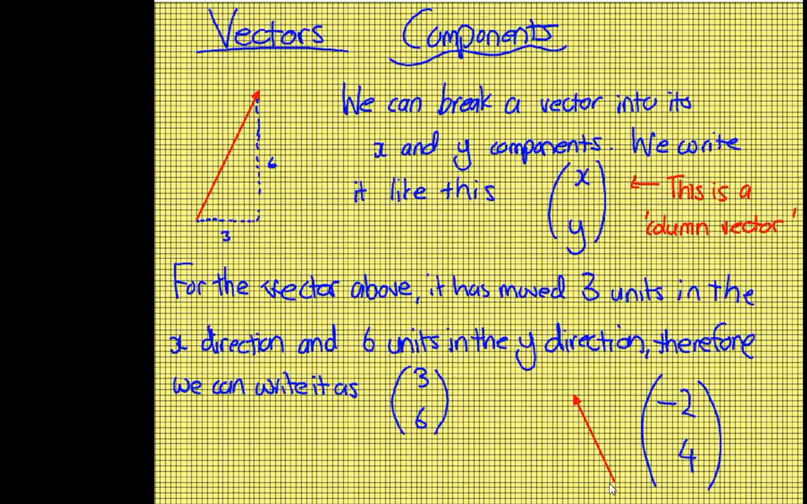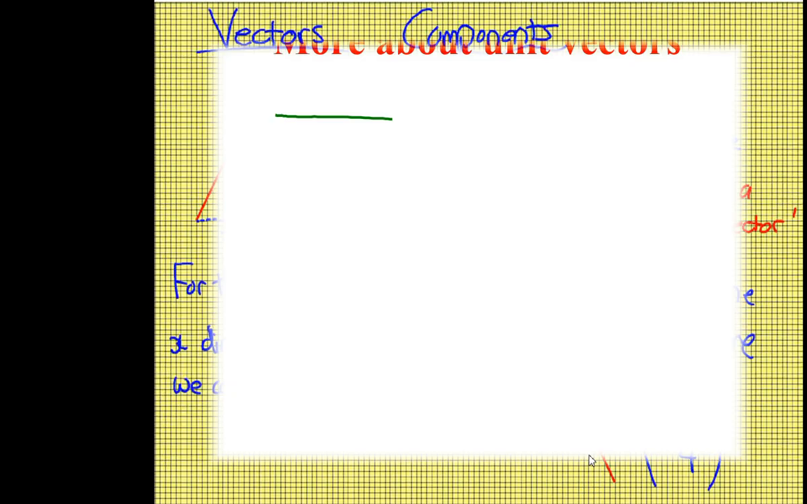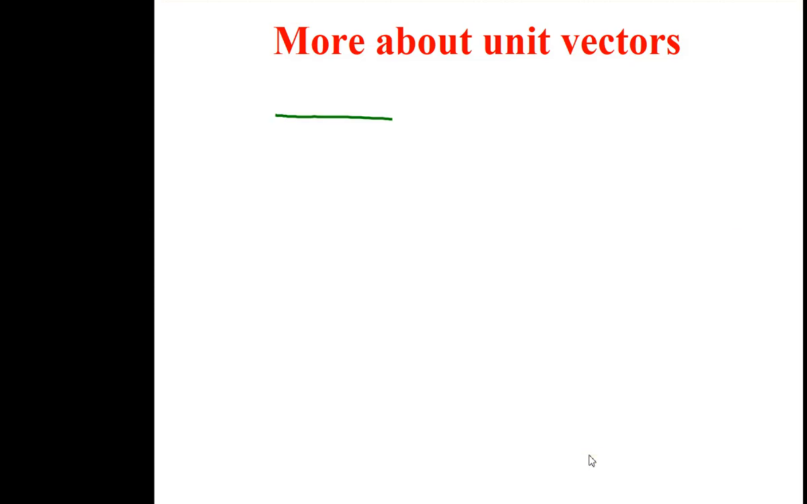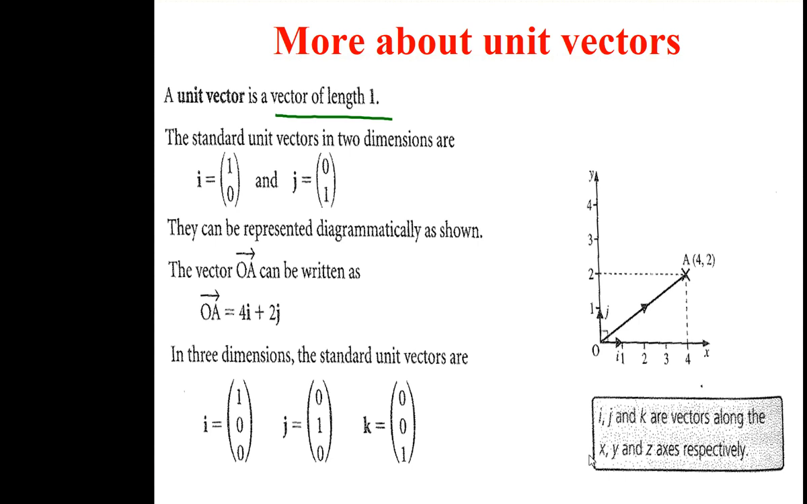Well, if it was 2 units to the left, 4 units up, for example, you would write it like this. That's an example of a column vector. Moving right along, more about unit vectors. A unit vector, by definition, has a length of 1 unit. Hence, a unit vector has a length of 1.